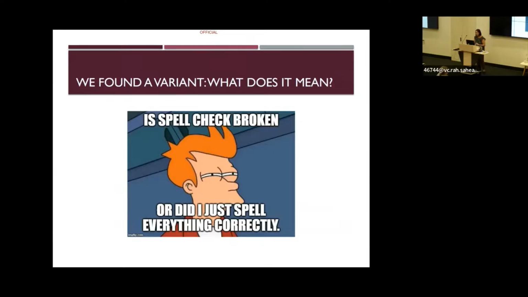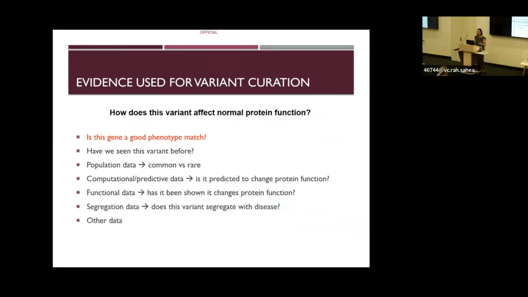And the whole point of variant curation is, how does this variant affect normal protein function? Is it going to do something bad or is it going to have no effect? One of the first things that we do is we check, is this variant in a gene that's a good phenotype match? That's why it's so important for you guys to give us that phenotype information so we can use it as part of our variant curation. And then there's a lot of other data that we use to figure out, is this a pathogenic variant or is it benign? So we use a lot of databases out there. We look at the literature. We use predictive computational tools. It's quite an involved process.